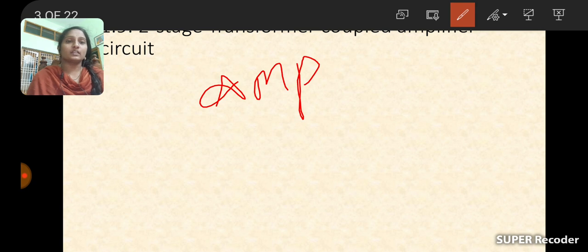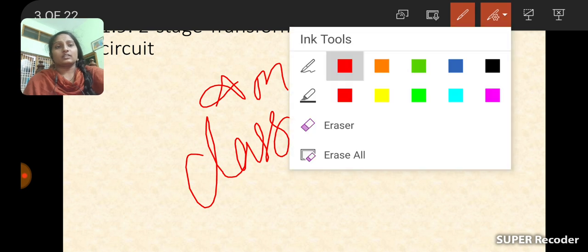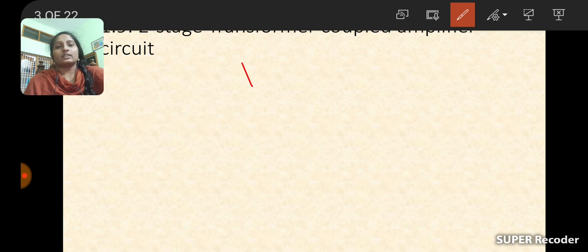So amplification is a factor or a property. But the amplifier is a device which is used to increase the strength of a weak signal. And coming to the next one, in our last class we also discussed the classification of amplifiers. So first, the amplifiers are classified based on the coupling.